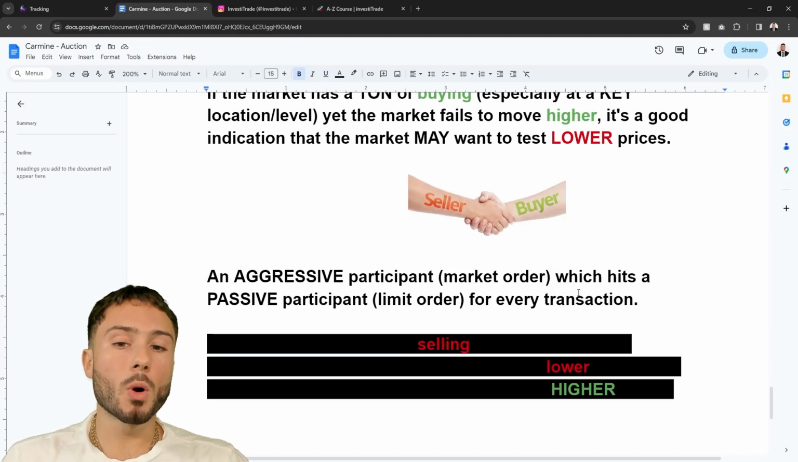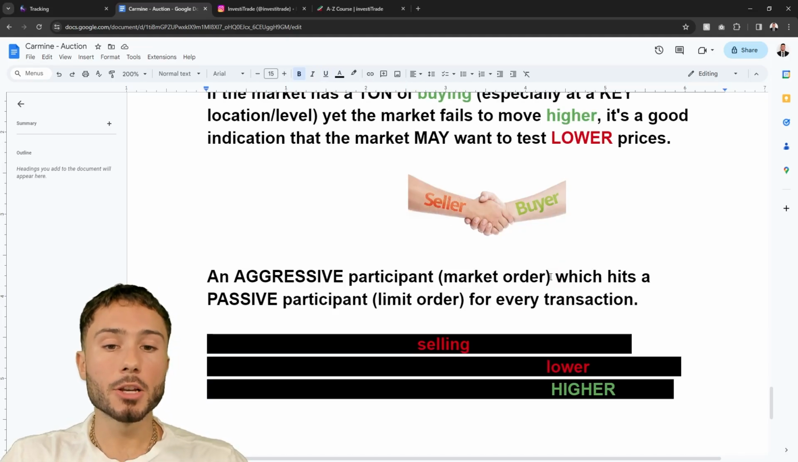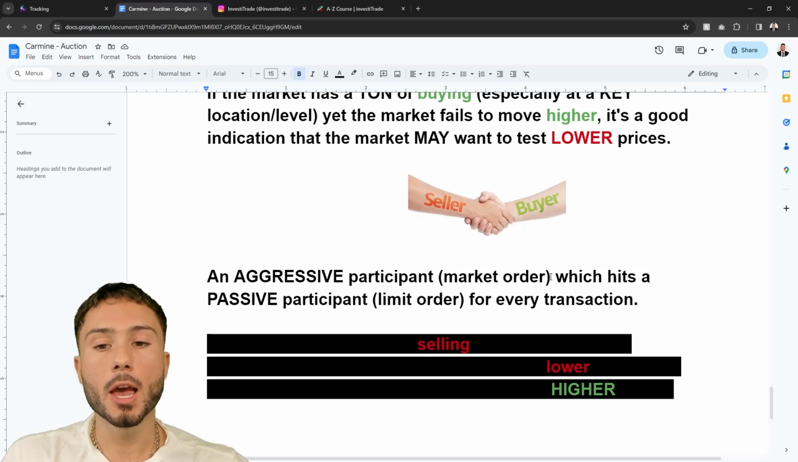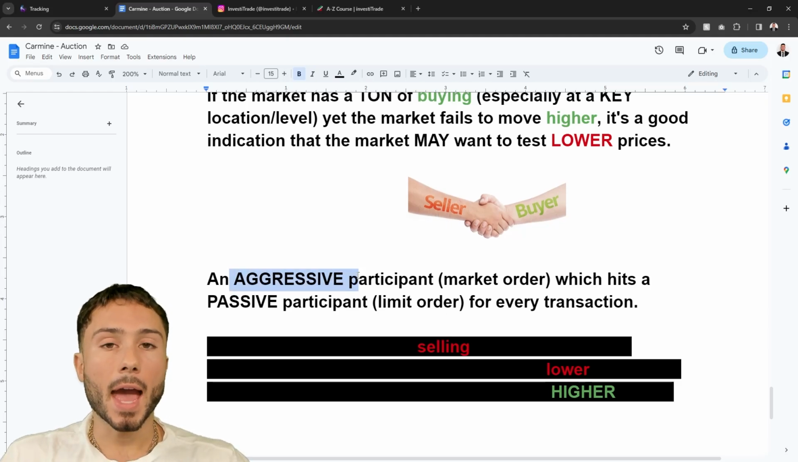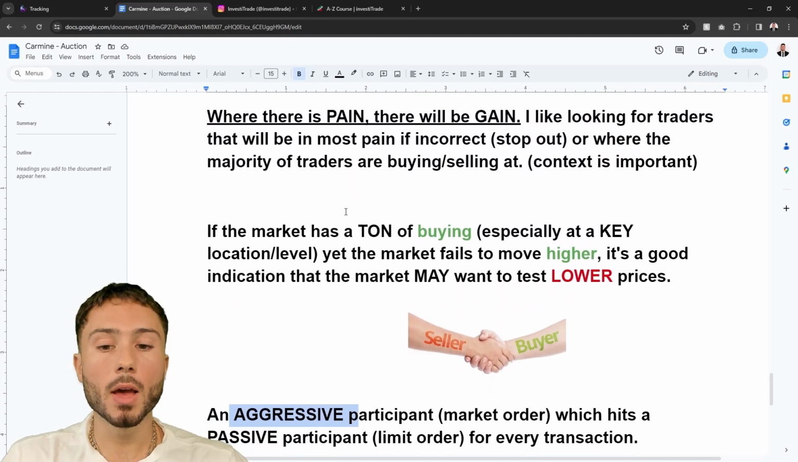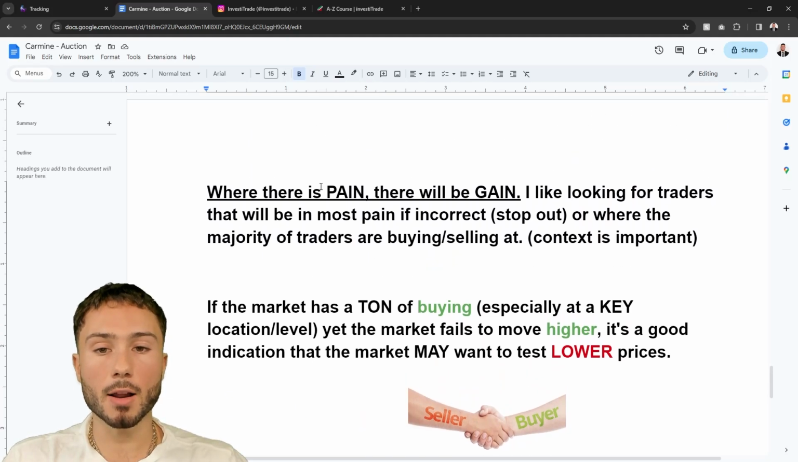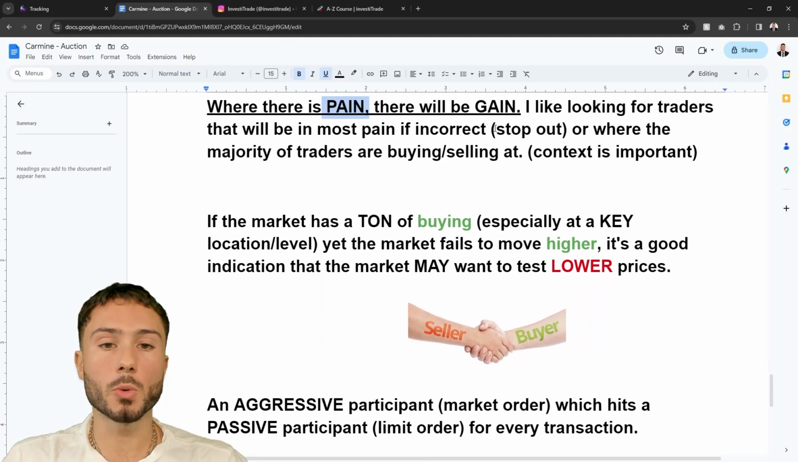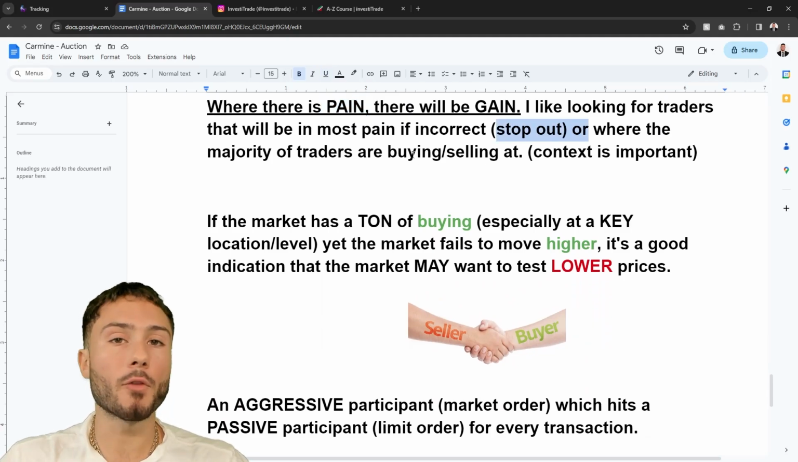If there is more passive participants serving as a wall or absorbing all the orders, it's a good chance the market can reverse because the aggressive participants will be unsuccessful. And in this type of trading scenario, the aggressive participants are going to be the ones in the most pain, and the aggressive participants are going to be the ones who are stopping out or breaking out, buying or selling above or below a level.